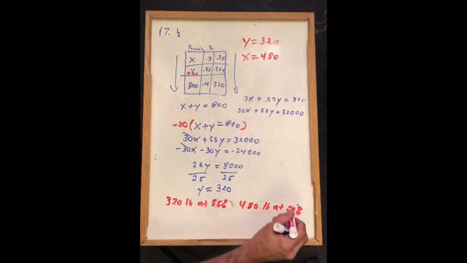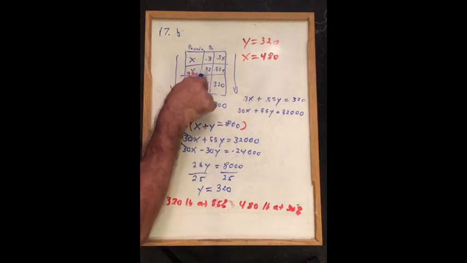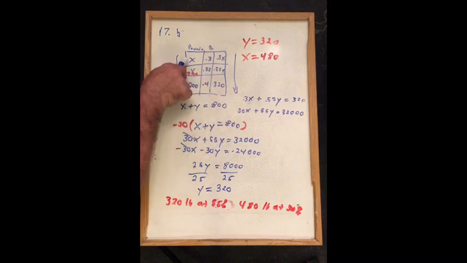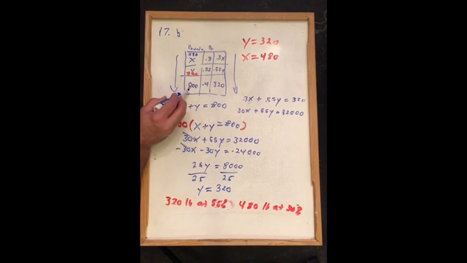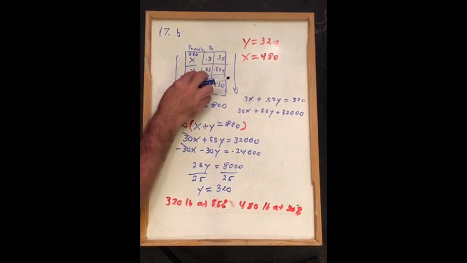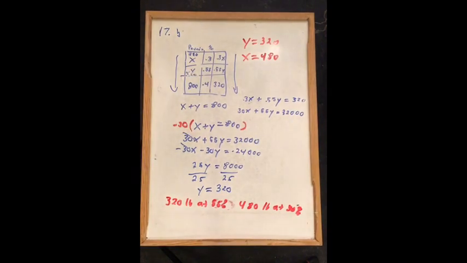Sorry for not writing that so neatly. These pens are getting hard to write with, but it's just basically this answer here, 320 at 55% and 480, and that comes from the fact that these two things right here have to add up to be 800. So I just took 800 and subtracted the 320. Sorry about the bad handwriting.